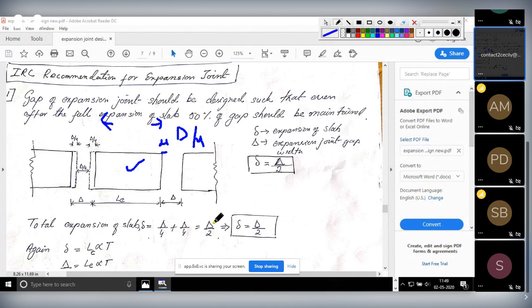If we denote the expansion of the slab by delta, then what is the value of this delta? This delta is equal to delta by 4 from this side, and delta by 4 from the other side, so plus delta by 4. So the total expansion of the slab is how much? Delta by 2.